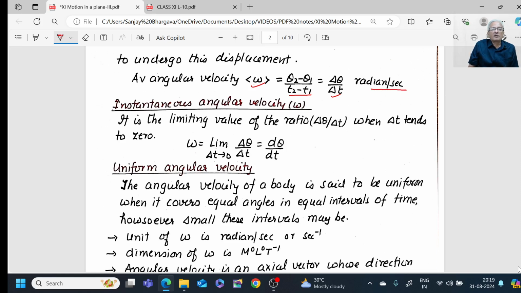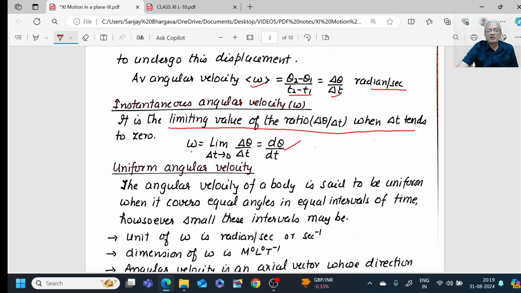Instantaneous angular velocity omega. It is defined as the limiting value of the ratio delta theta by delta t when delta t tends to 0. So omega, the instantaneous angular velocity, will be equal to limit delta t tending to 0, delta theta by delta t, which can be written as d theta by dt.